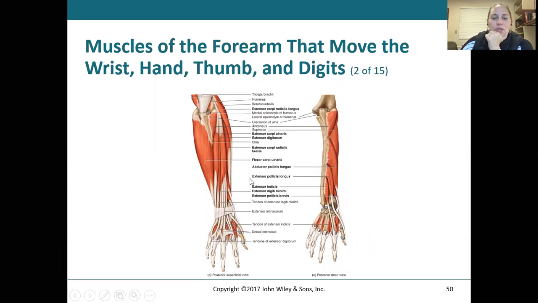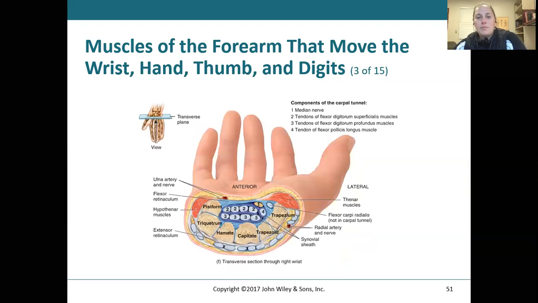Okay. So if we look at the posterior view here, you can see the extensor carpi radialis longus, extensor carpi ulnaris, extensor digitorum, extensor carpi radialis brevis, the flexor carpi ulnaris, the abductor pollicis longus, which we just talked about, extensor pollicis longus, and then the extensor indicis, the extensor digiti minimi, the extensor pollicis brevis, all located right there inside the posterior deep view.